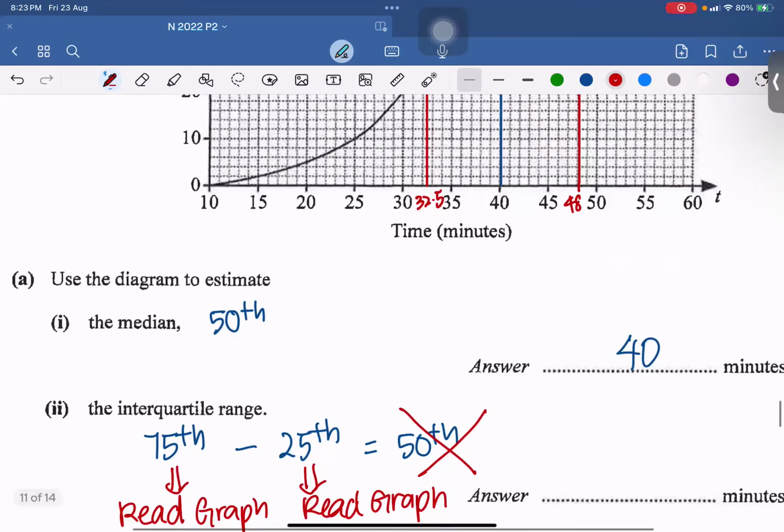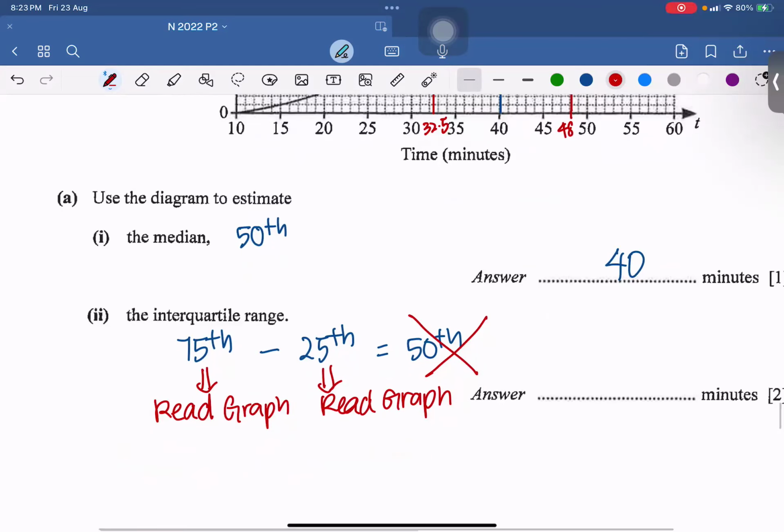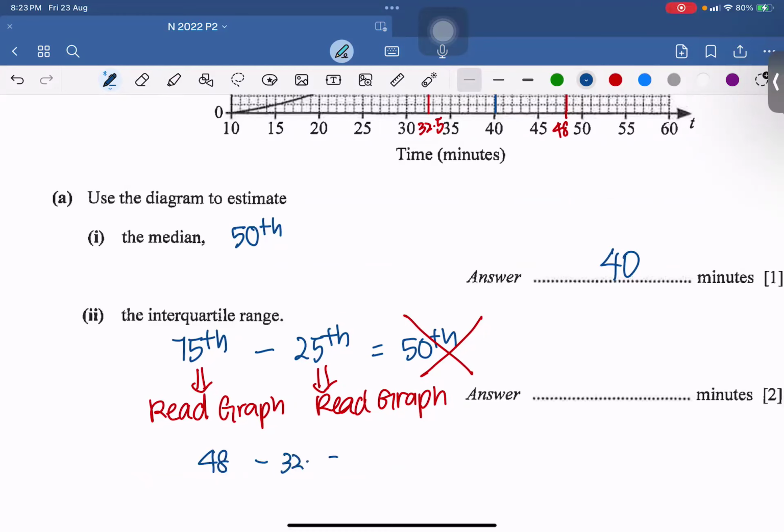So for me, this one I will read in detail. So I will have my answer as 48 minus 32.5, because for statistics, it is okay, it's normal to have one decimal place. So I wouldn't mind a decimal place. So I'll get the answer 15.5 minutes.